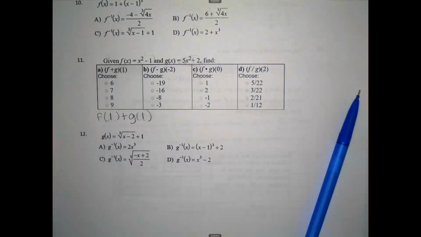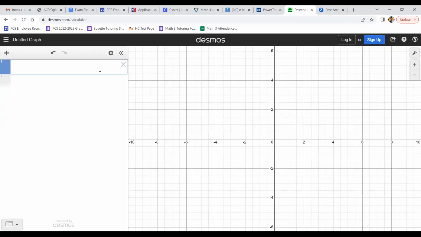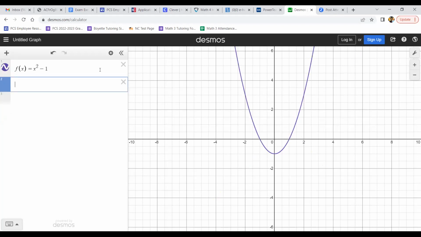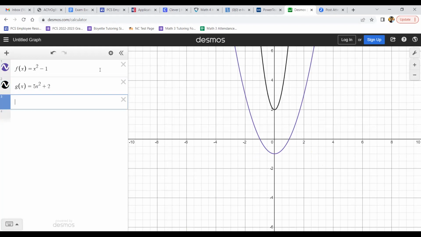Before I let Desmos do it for us, I have to tell Desmos what the different names are for the functions. So I'm going to tell Desmos that we have 2 functions. One is named f of x, and f of x is x squared minus 1. The other one is g of x, and g of x is 5x squared plus 2. And then from there, we can tell the graph to do the different things for us. So we can say, I want the graph to add them together. So I'm going to tell the graph to do f of x plus g of x.